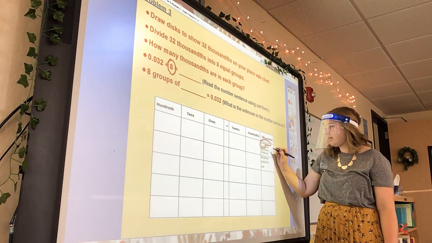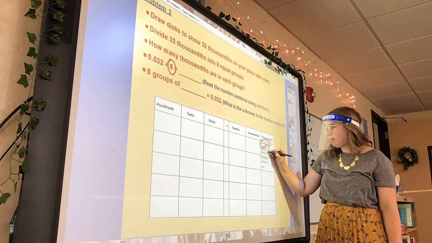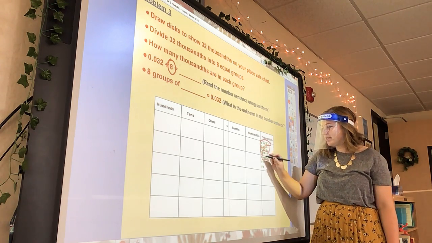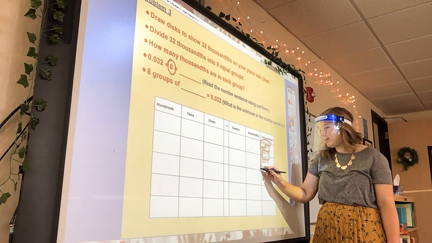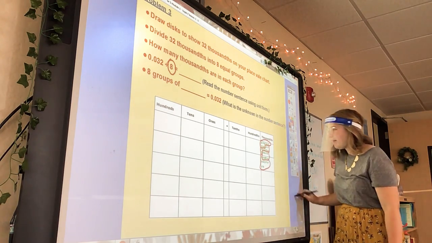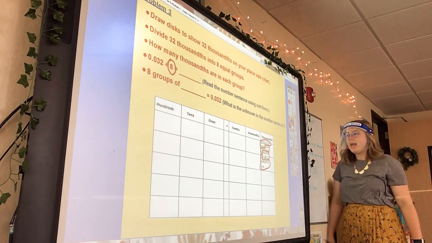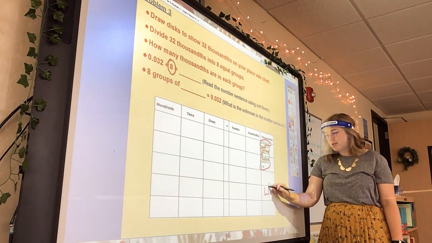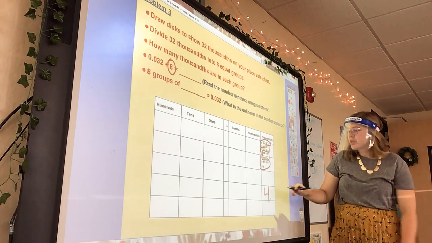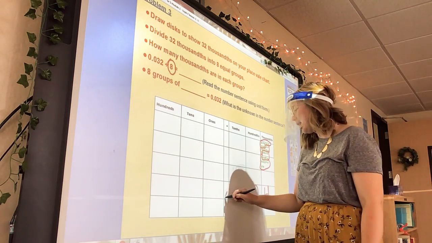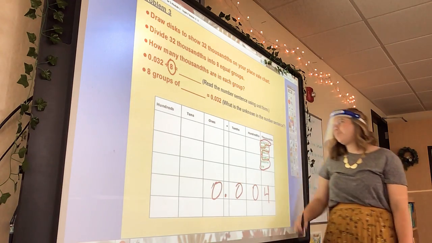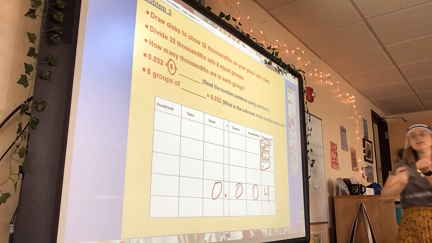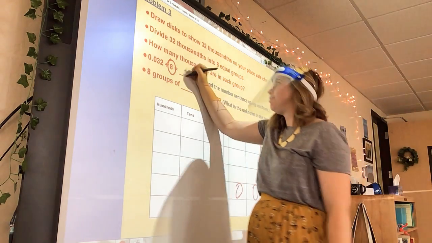a group of 8. 1, 2, 3. Another one. My friends, since I'm working, it doesn't give you an opportunity to talk, okay? All right, cool. So it looks a little funky, but I have 1, 2, 3, 4 groups of 8, which means that I have 4 thousandths as my answer, okay?